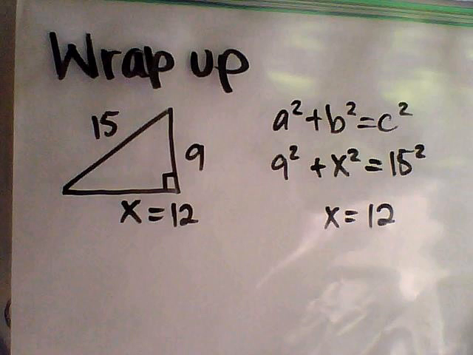So that means in this right triangle, one of the legs is 9, the other leg is 12, and the hypotenuse is 15.